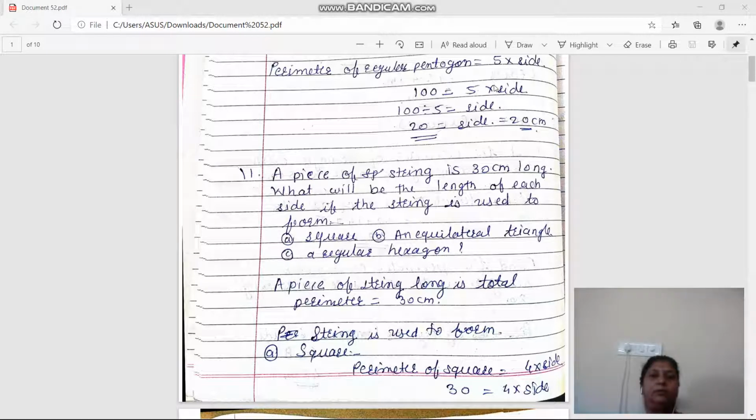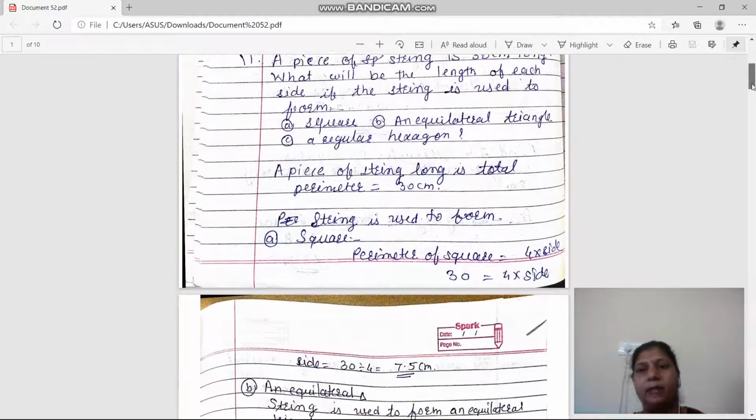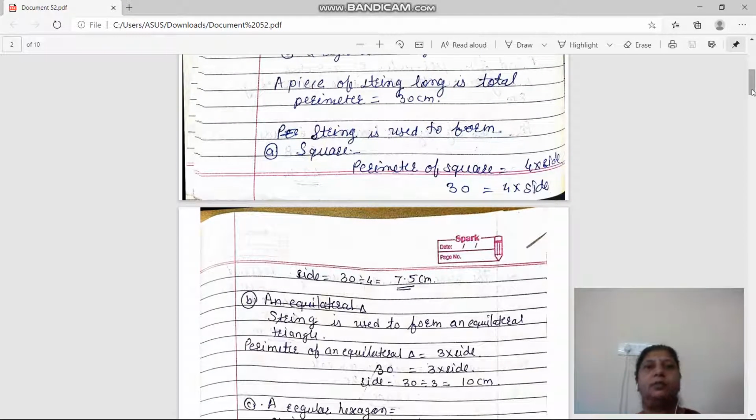So first of all we will see the square. The perimeter of a square is equal to 4 into side, but perimeter is equal to the total length of the string, that's why it is equal to 30. So 30 is equal to 4 multiplied by side. So side is equal to 30 divided by 4, that is 7.5. When the string is used as an equilateral triangle, perimeter is equal to 3 into side, because it is equilateral. Equilateral means 3 sides equal, right? So 3 into side is equal to 30. So side is equal to 10 centimeter.